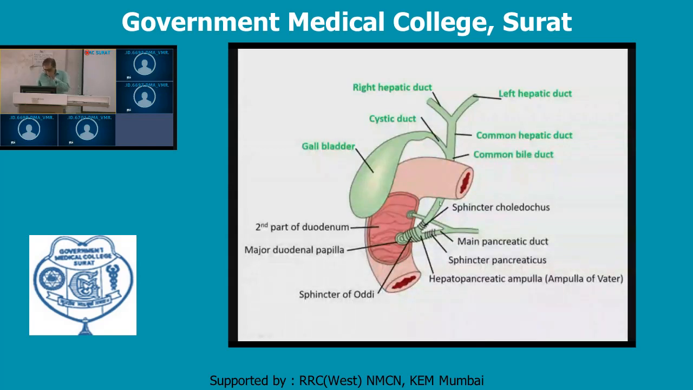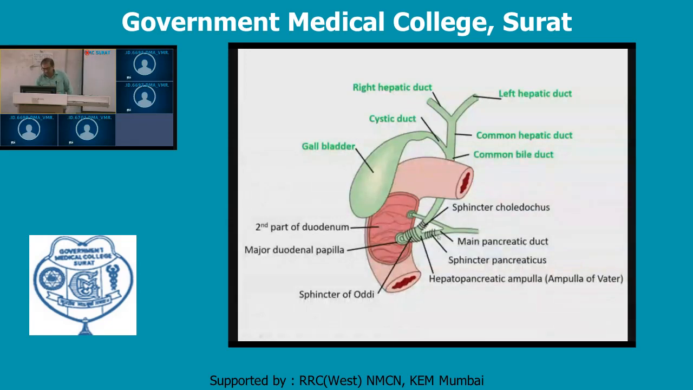And one more part can be described, that is the intraduodenal part. The intraduodenal part is the distal most part of the CBD, that is located within the wall of the second part of the duodenum. That can also be described. So basically four parts are described. Supraduodenal, above the first part of the duodenum; retroduodenal, behind the first part of the duodenum; infraduodenal, below the first part of the duodenum; and intraduodenal, within the wall of the second part of the duodenum.